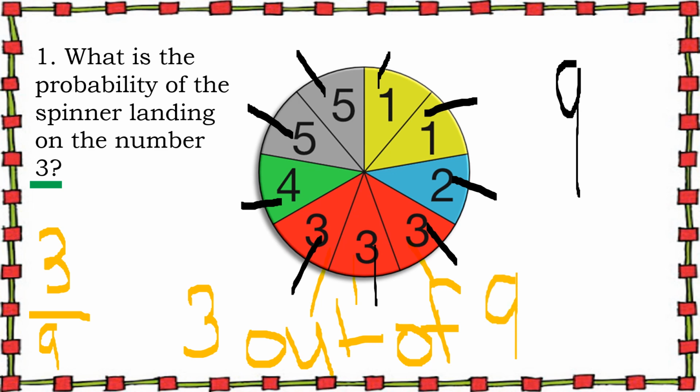Now, before we end this, I want to ask you a question. What is the probability of choosing the number 1? Again, you look to see how many number 1s you have. You know how many spaces you have in total. So if you said 2 out of 9, you are correct.